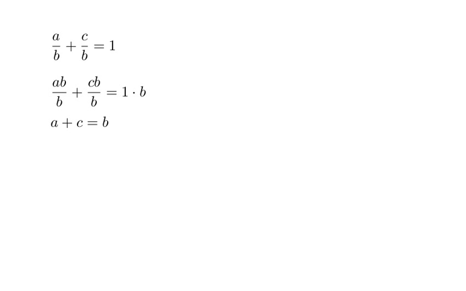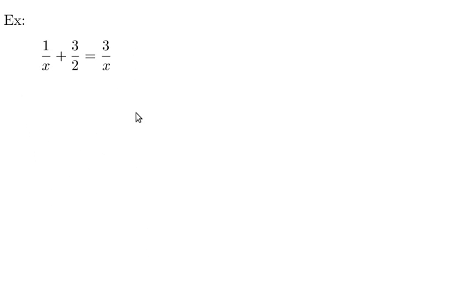So if we have 1 over x plus 3 halves equals 3 over x. We want to multiply both sides of the equation by something that will get rid of all fractions. The entire point of this is that we need something that will get rid of all these fractions. So we multiply by the lowest common denominator.